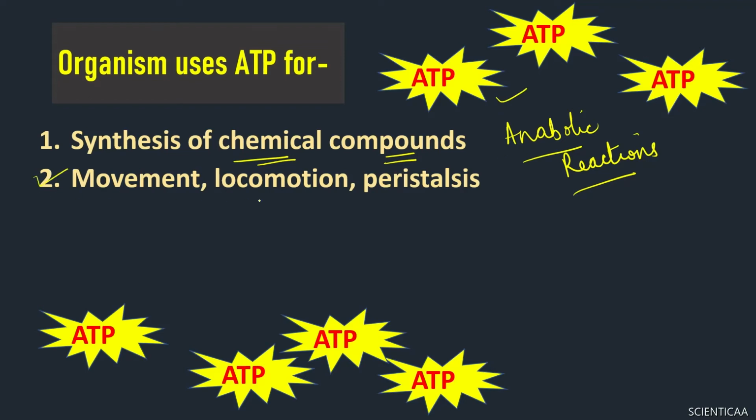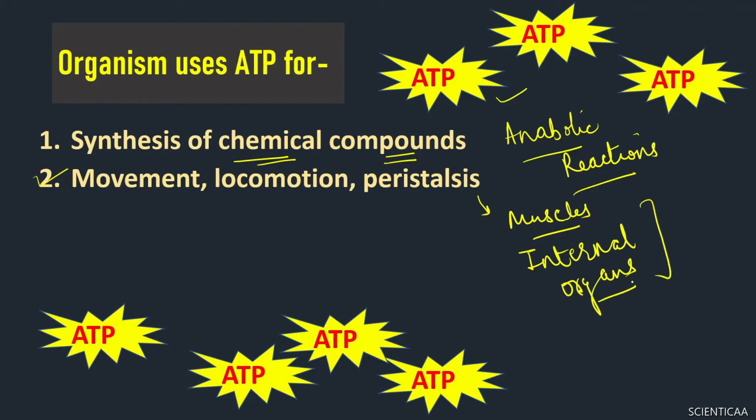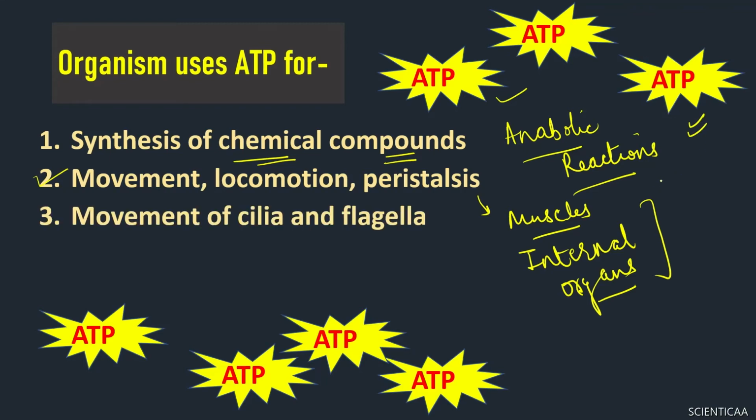The second function is movement, locomotion, or peristalsis. So whatever movement our body is doing, the muscles are doing a lot of movement, plus internal organs like the esophagus and the other organs are also doing various movements inside the body. And that movement is being facilitated or helped by the ATP or the energy molecules which are provided by mitochondria. Movement of cilia and flagella. Now, cilia and flagella are the locomotory organs in the lower organisms, like we've seen in bacteria, protists.